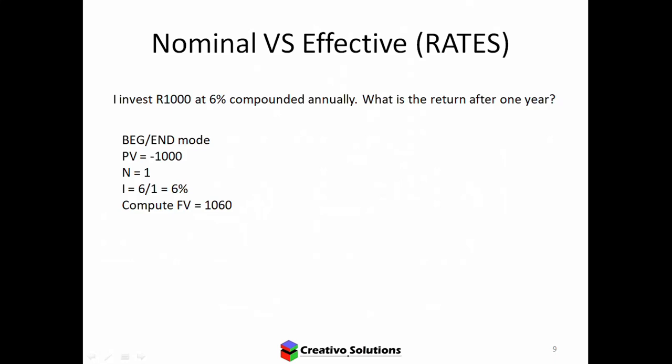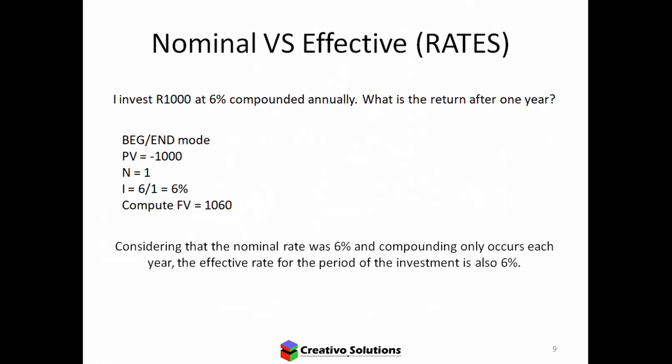You would insert present value into your calculator. You would insert the number of periods as 1, and you would insert an I of 6 divided by 1. Remember, the compounding is every year, annually, so I'm not going to change the 6%. If I divide by 1, so per annum, I'm still going to have 6%. So your I would be 6%. And then if you compute for the future value, you get 1060.